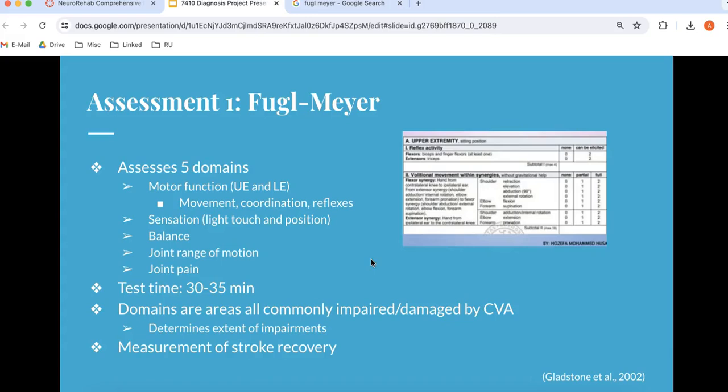The first assessment is the Fugl-Meyer, and this test assesses 5 domains, which are motor function, both the upper and lower extremities, sensation of light touch and position, balance, joint range of motion, and joint pain. The test takes 30 to 35 minutes to administer, and the domain areas are all commonly impaired and damaged by a CVA, so it can determine the extent of a person's impairments, and it also can measure their stroke recovery.